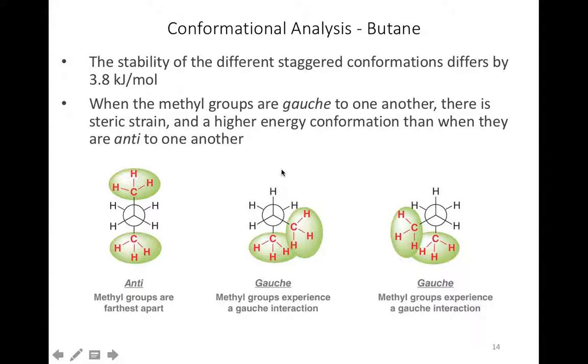Now, what gives rise to the different staggered conformations is actually steric hindrance between the 2 methyl groups. So methyl groups are really big and bulky, and so when we try to make both methyls right next to each other, they actually bump into each other. And so this is called the gauche conformation. When the 2 methyls are as far apart as possible, then we call that the anti-conformation, and that's more stable because we don't have the 2 methyls bumping into each other. And so this 3.8 difference in energy between the 2 different staggered conformations is a result of this steric hindrance.